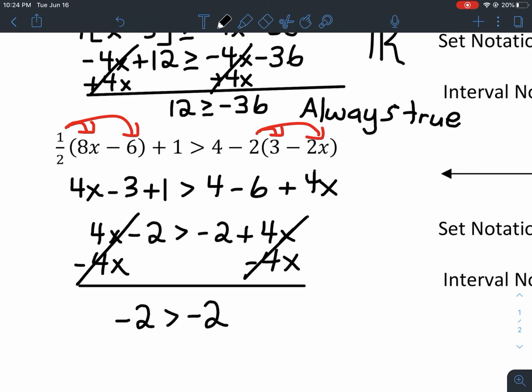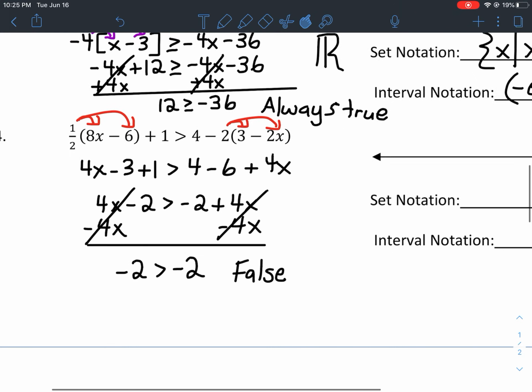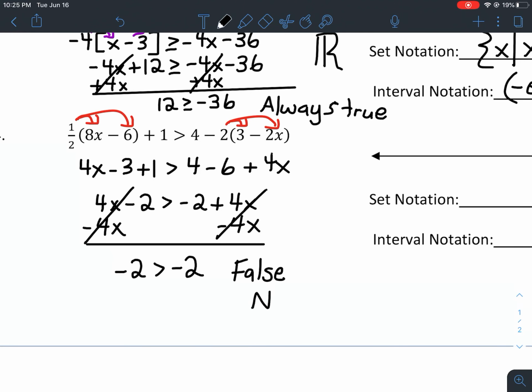And we have -2 is greater than -2. So now I need to think about this. Is that a true statement? Is -2 greater than -2? So is -2 bigger than -2? No, it's actually equal. And we don't have the equality, we don't have the line underneath it, so this is not a true statement, so this is false. If we have a false statement, we said before it was no solution.